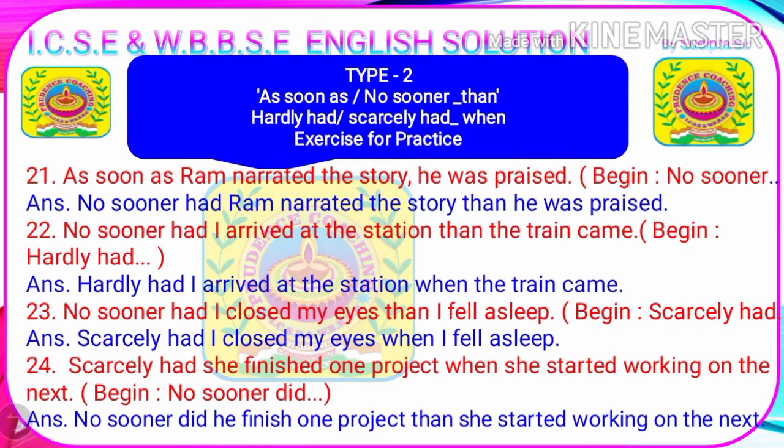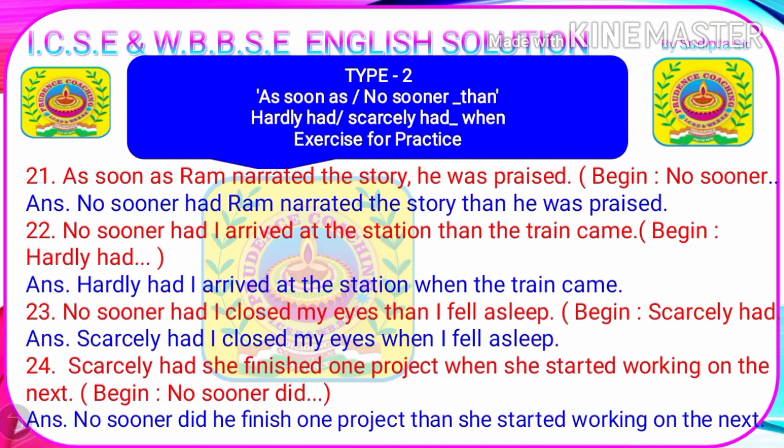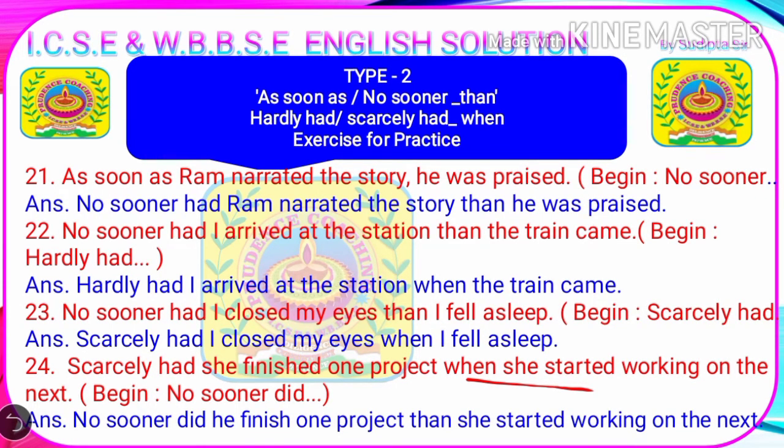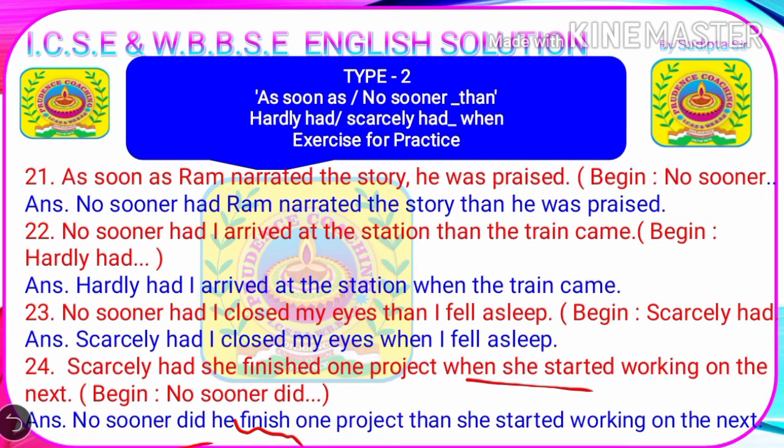So you need to look just at the pattern of this type, because this pattern is one of the most important patterns for ICSE. Number 24. Scarcely had she finished one project when she started working on the next. Begin with no sooner did. The answer is, no sooner did he finish. So be careful, while you are using no sooner did, you will have to use the base form of the verb, that is finish. No sooner did he finish one project than she started working on the next.